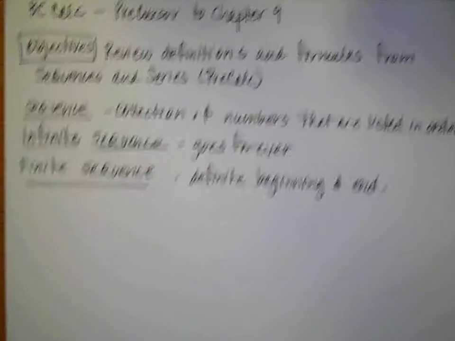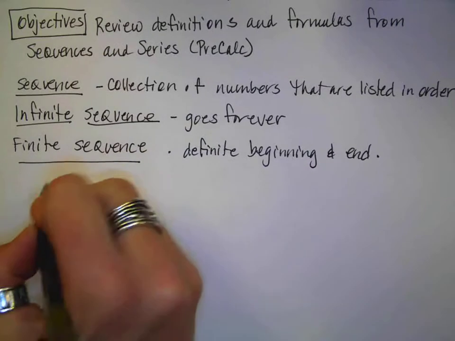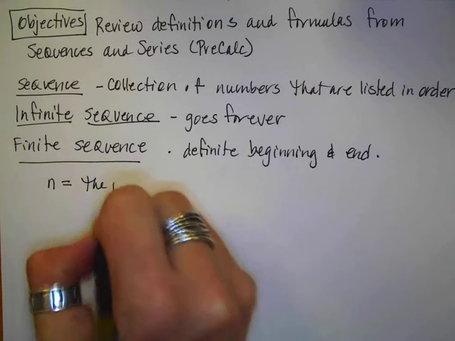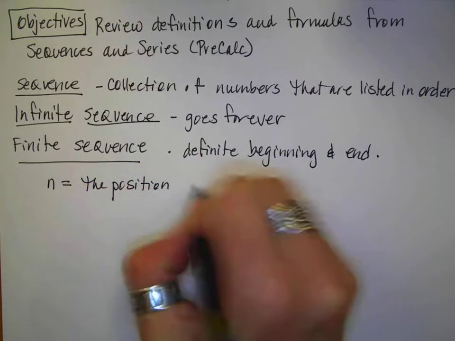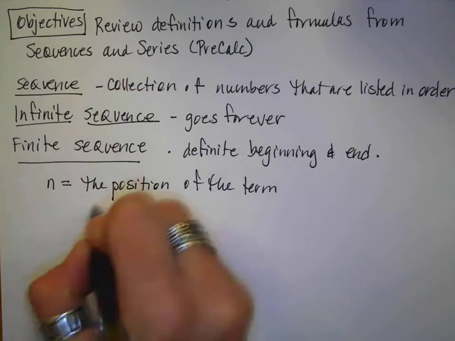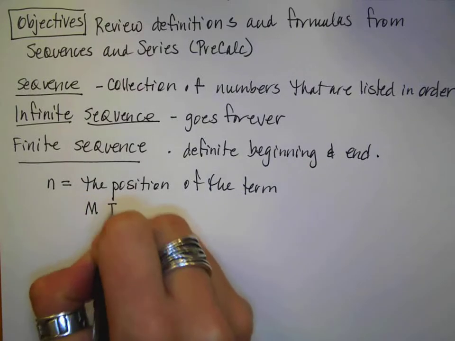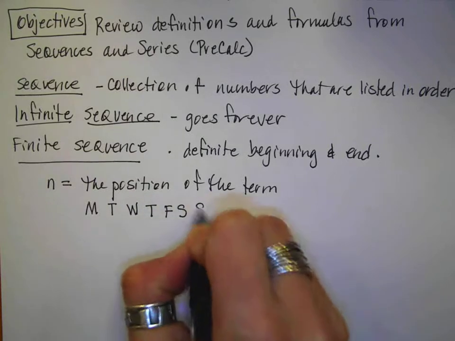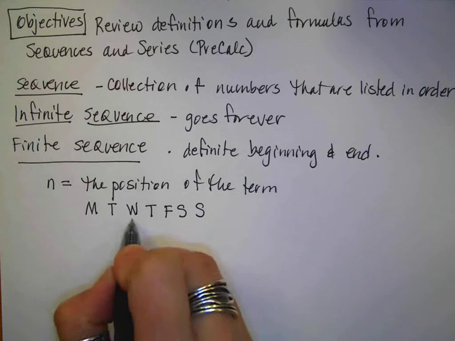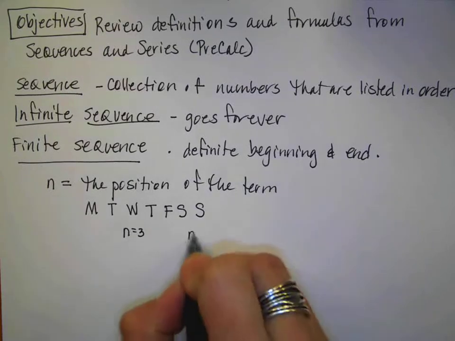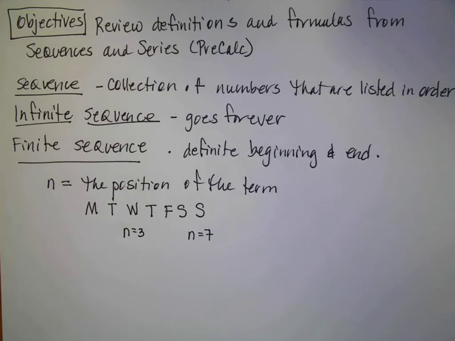All right. Let's talk about some notation. In sequences and series, n is going to represent the position of the term. So for example, if I had a sequence that was M, T, W, T, F, S, S, this particular term would have an n value of 3. This particular term would have an n value of 7. And in case you didn't figure it out, it's the days of the week.